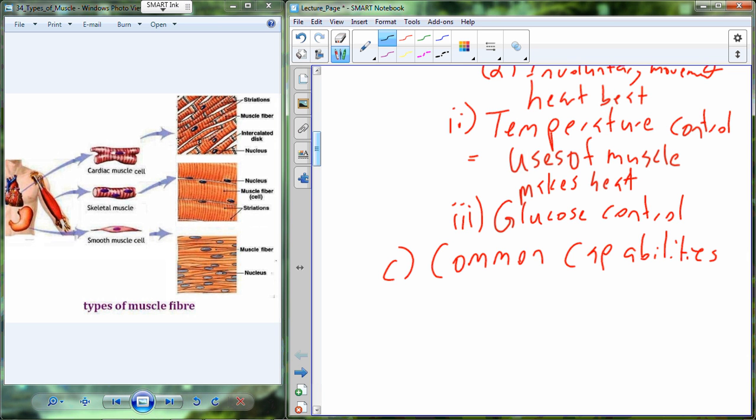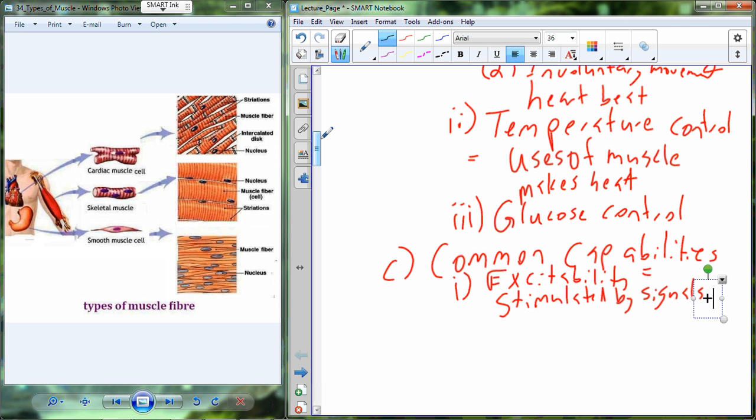And those common functions are provided by common capabilities. So there are things that all three types of muscle can do, regardless of the type, whether it's cardiac, skeletal, or smooth. So these common capabilities: excitability, and that just means that muscle can be stimulated by signals. I'll put a plus sign in there. Cool.